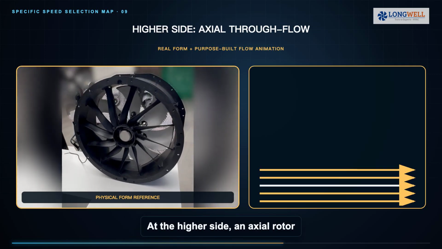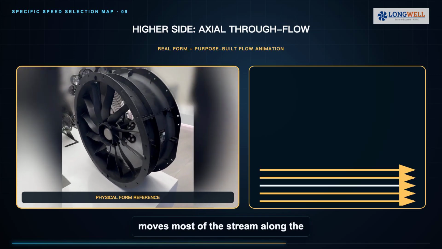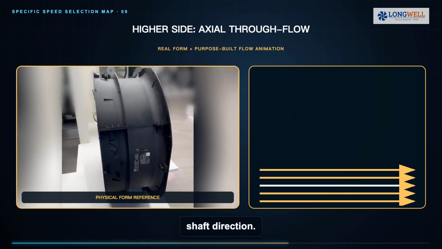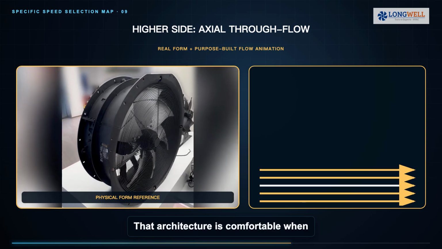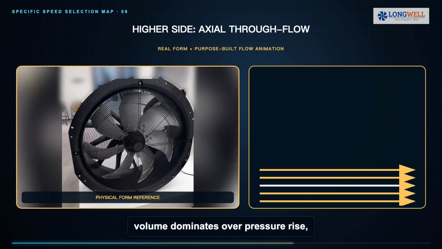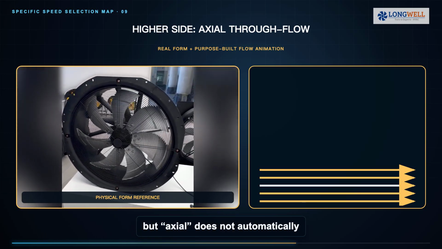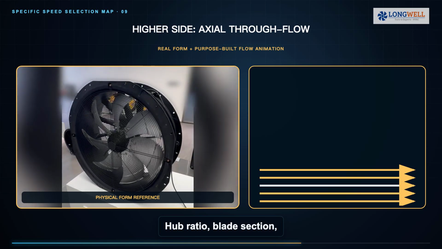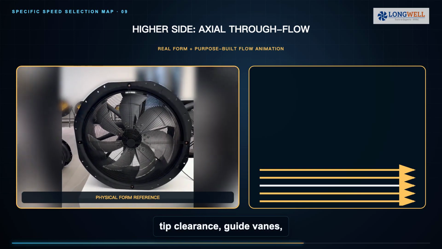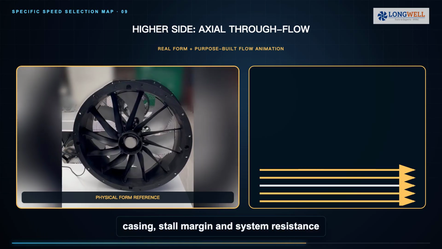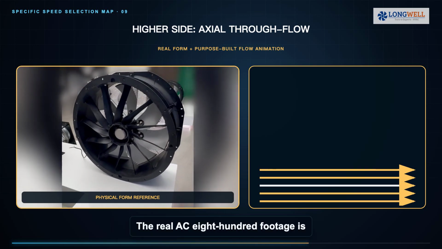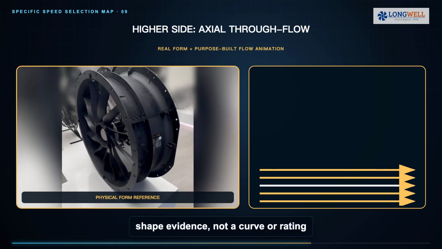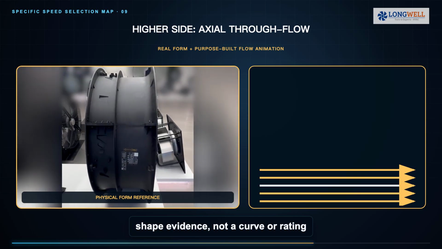At the higher side, an axial rotor moves most of the stream along the shaft direction. That architecture is comfortable when volume dominates over pressure rise, but axial does not automatically mean low performance or high efficiency. Hub ratio, blade section, tip clearance, guide vanes, casing, stall margin, and system resistance matter. The real AC 800 footage is shape evidence, not a curve or rating claim.